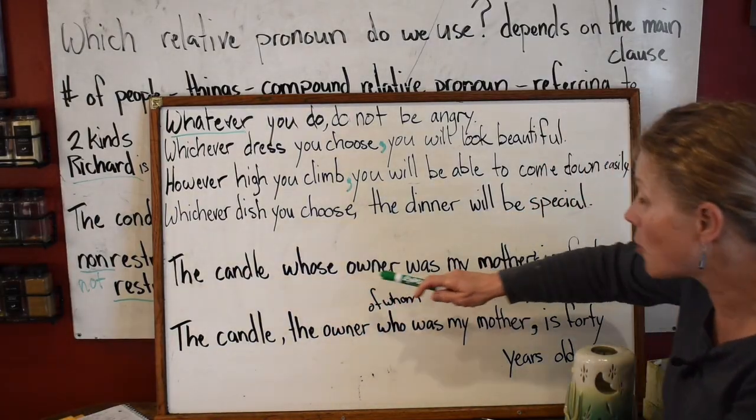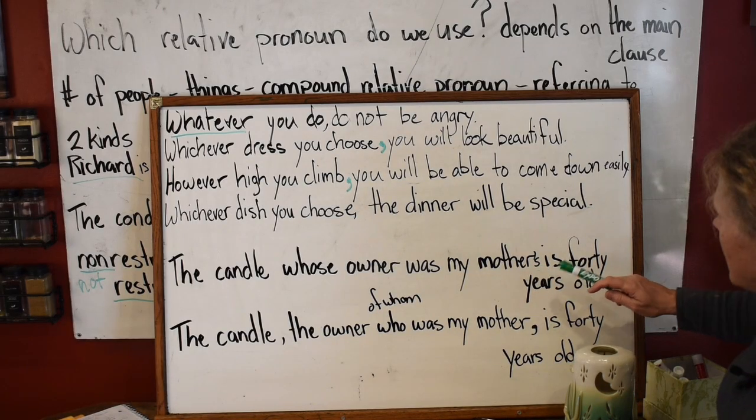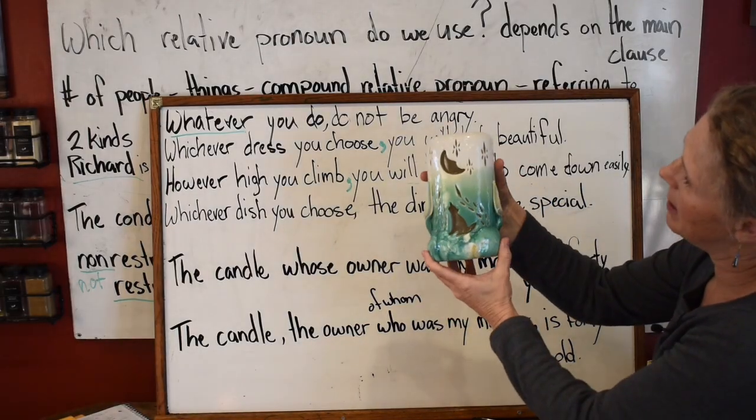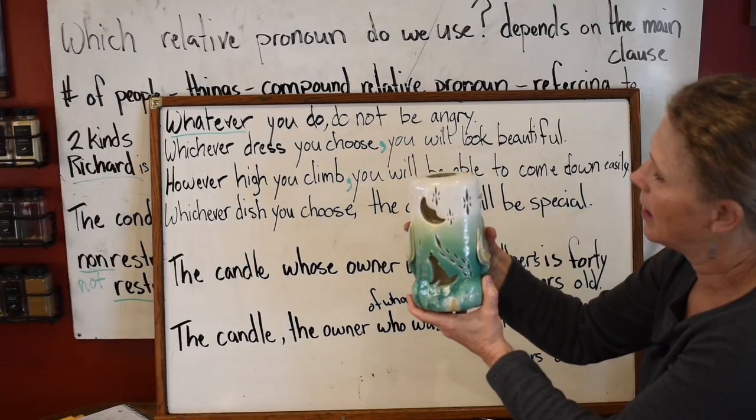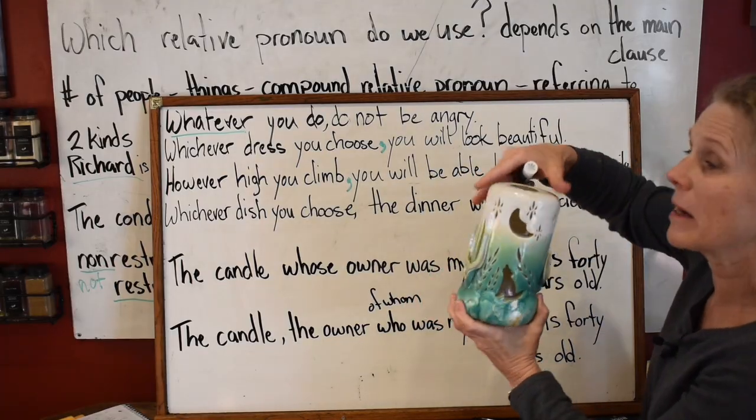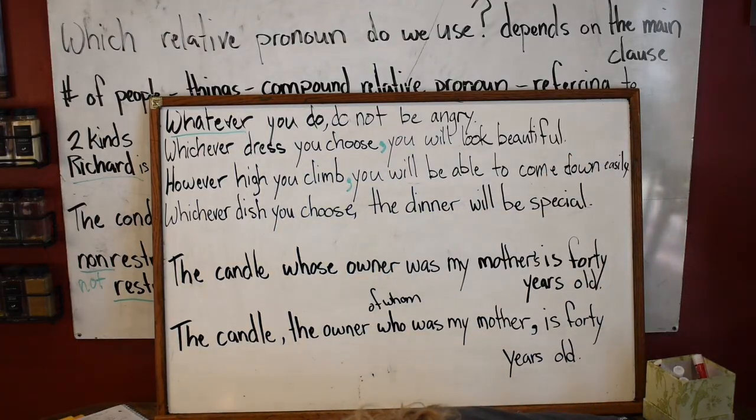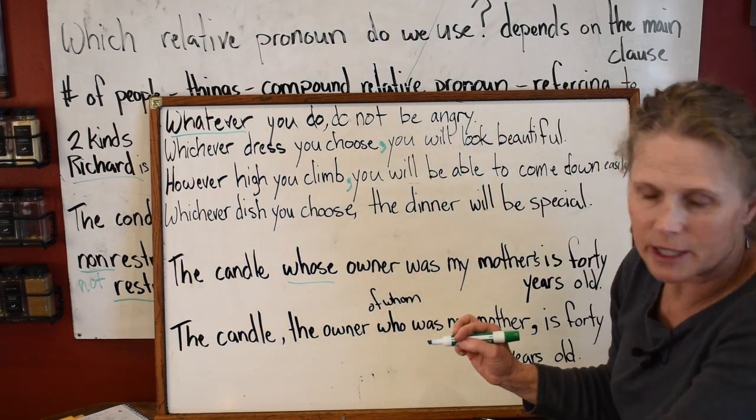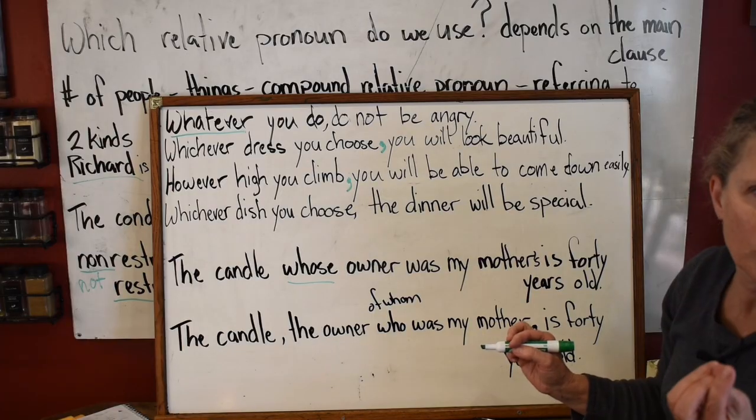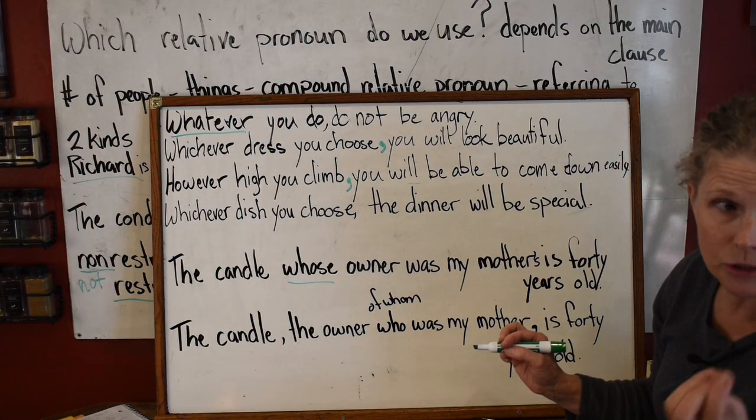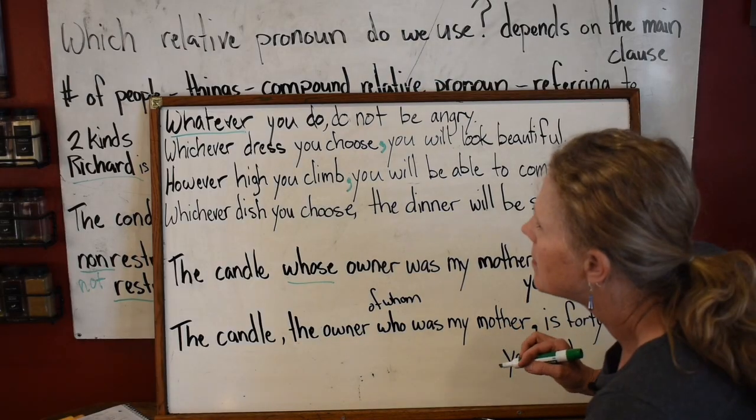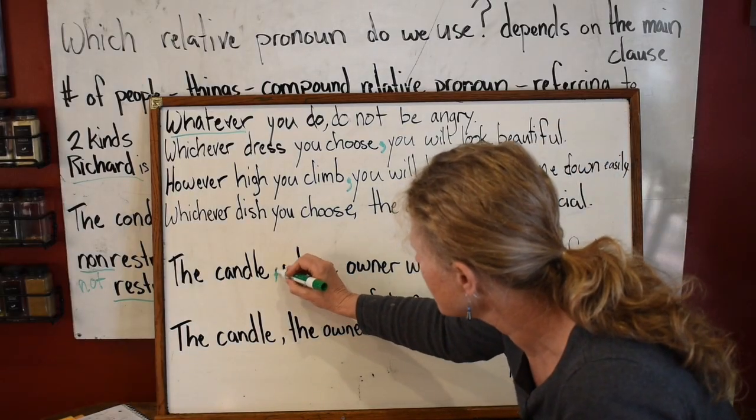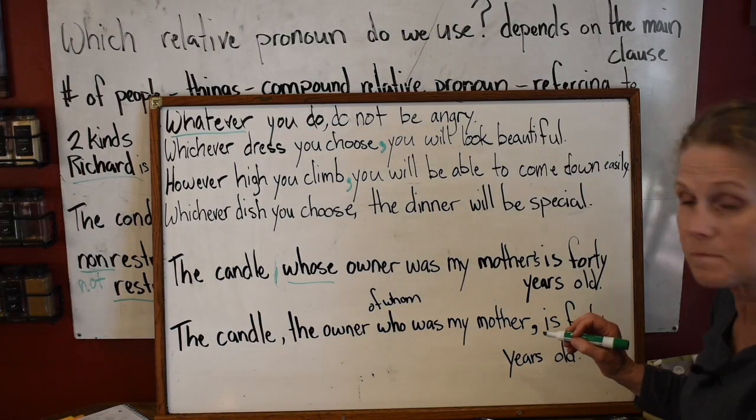Whichever dish you choose, the dinner will be special. The candle, whose owner was my mother's, is 40 years old. So this candle actually saw it being made when I was like 10 years old. And so my mom barely burnt it. But anyways, that's the candle I'm talking about. So look at this word, whose. Where is your dependent clause? Where does it start? Whose. Okay, so it starts right here. And where does it end? Mother's.